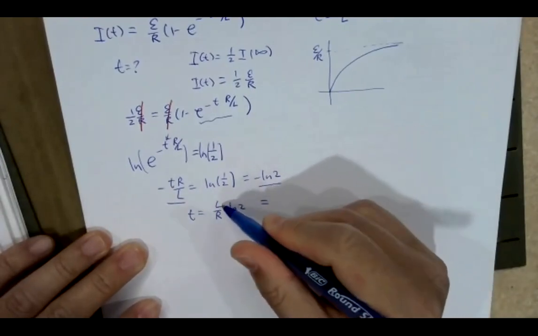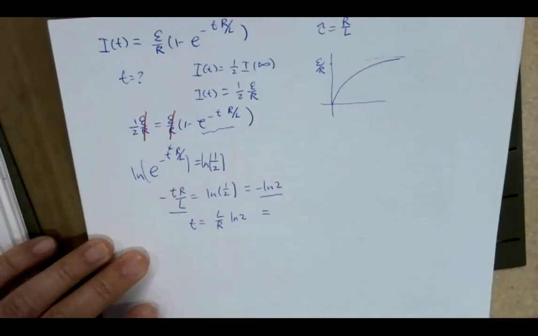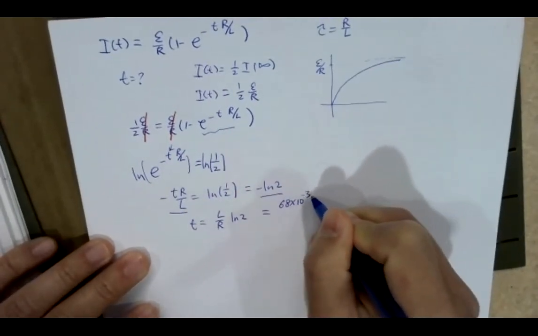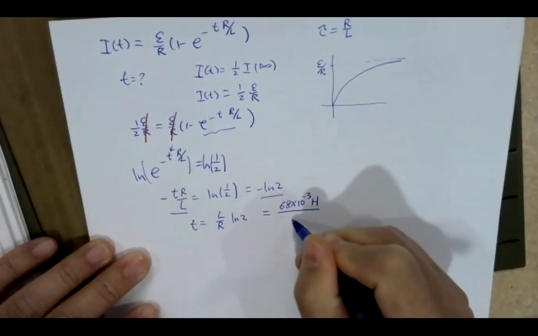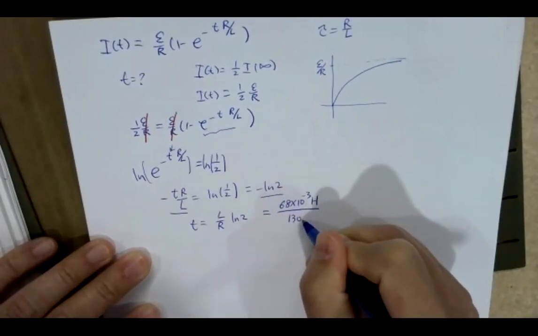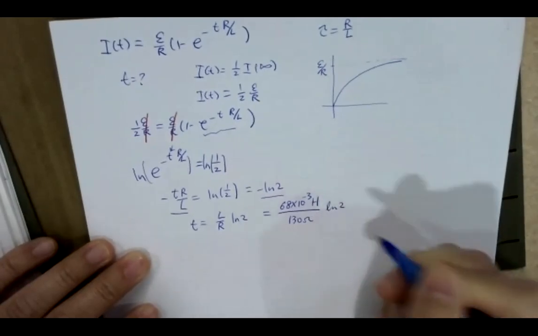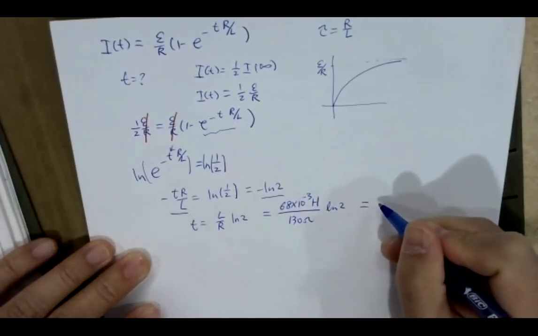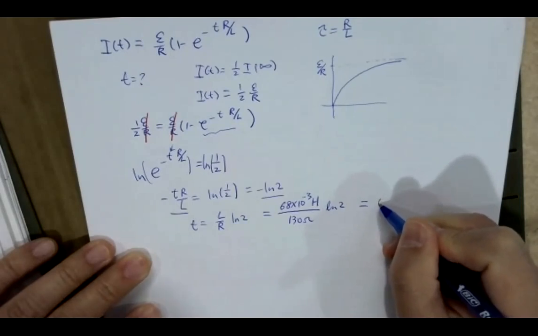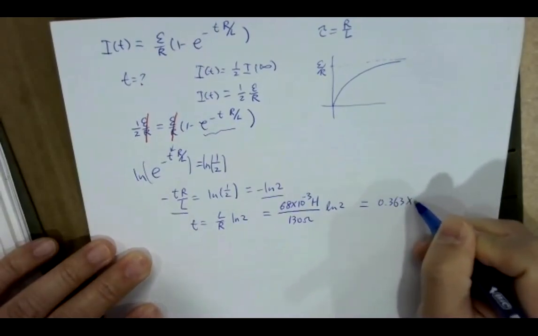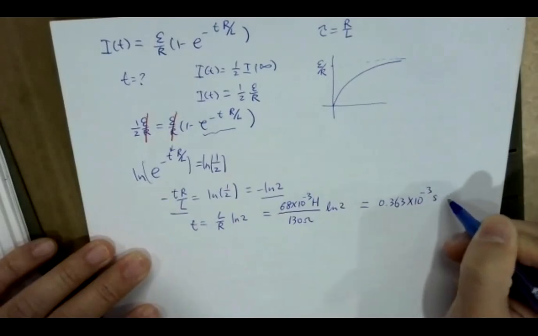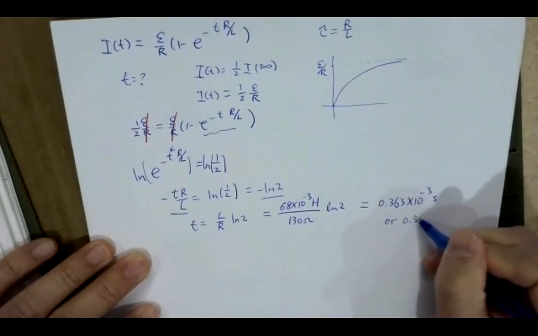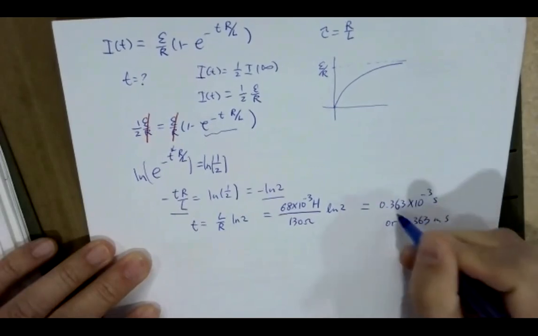So you have L, you have R, you can put in those two numbers. 68 times 10 to the minus 3, it's millihenry. R is 130 ohms, times ln of 2. That would be 0.363 times 10 to the minus 3 seconds, or 0.363 milliseconds.